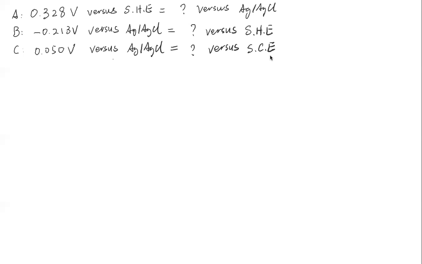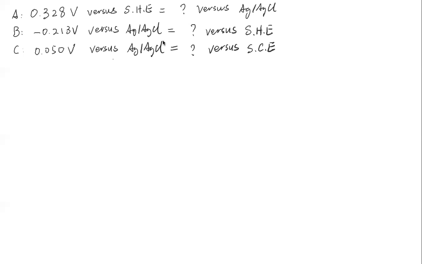Before we start, there are a few things that we would like to clarify. First of all, what does it mean by saying some voltage versus SHE or the voltage versus silver chloride? We know that the cell potential in this case is defined as the half cell reaction of interest subtracted by the reference electrode.